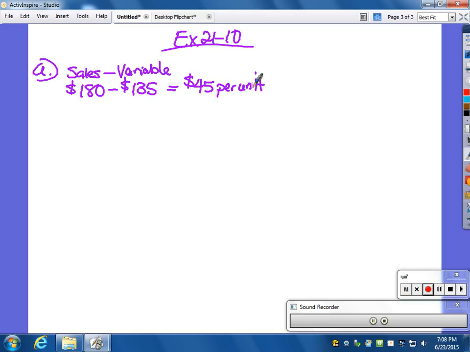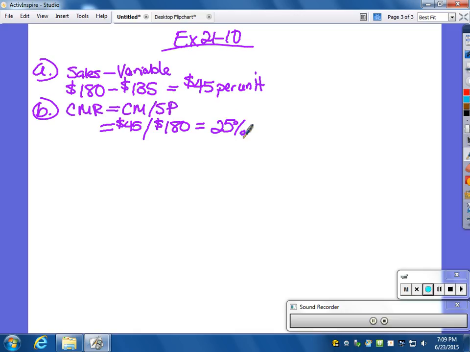Next, contribution margin ratio. What is it? Contribution margin divided by what? I'm asking what's the equation? Sales price. So contribution margin is $45, right? Divided by what? $180, which gives us what? 25%. And then they want you to do break-even in units.